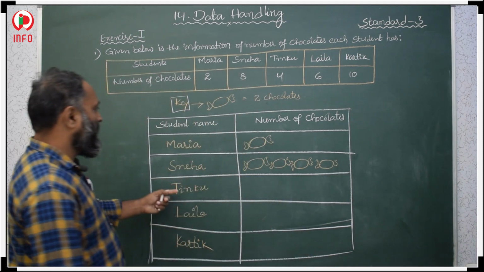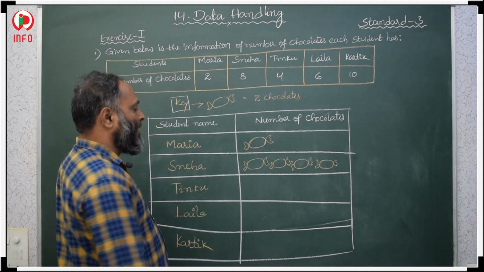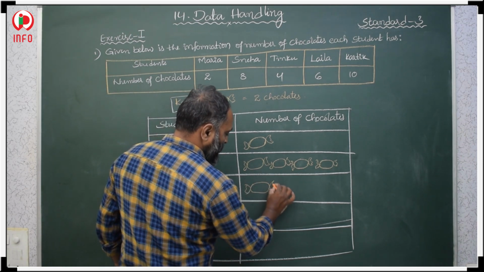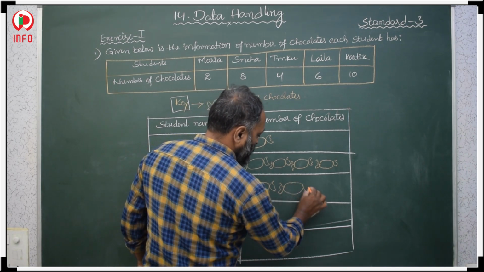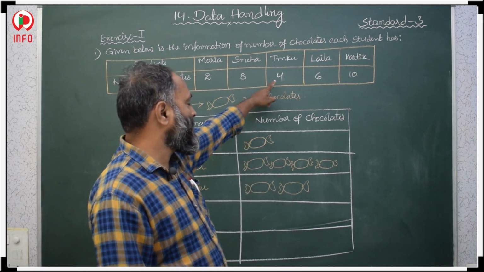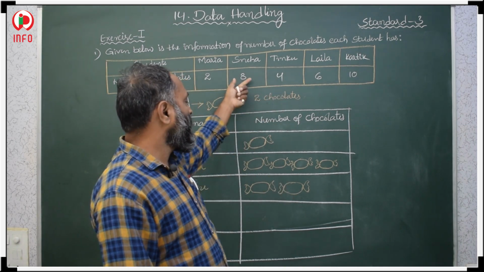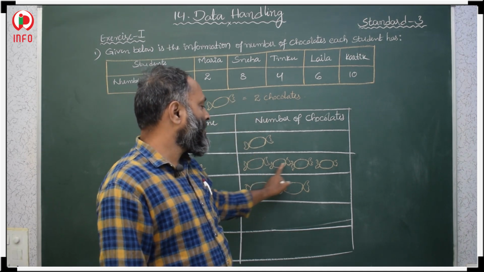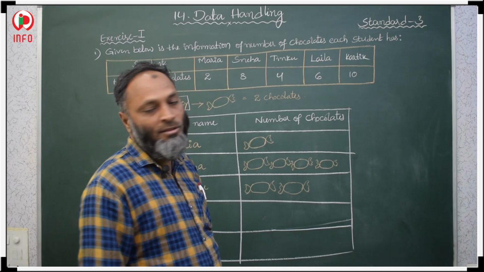Okay. Now, Tinku. Tinku has 4 chocolates. One chocolate represents 2 chocolates, then the other chocolate means 2 plus 2, 4 chocolates. If we are given 4 chocolates, first we check in the 2 table when we get this 4. 2 twos are 4, so we should draw 2 chocolates. Here also, what is the key? 2 chocolates. In the 2 table, when do you get 2? 2 ones are 2, so 1 chocolate.